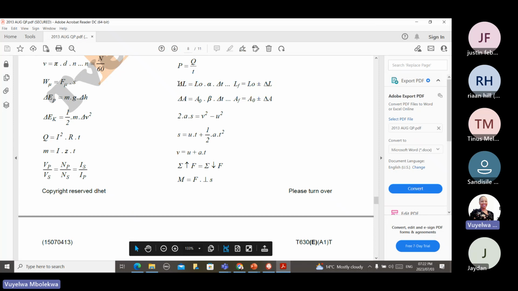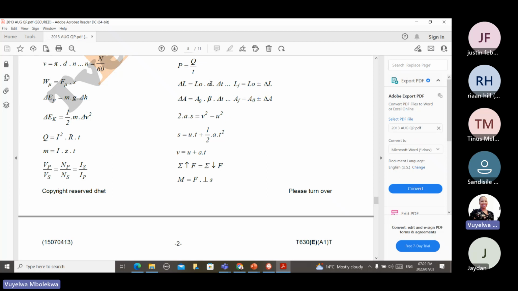So we worked with these equations. These equations are for linear expansion. Then the ones below are for area expansion. As you can see, they are similar. The only difference is that change in length becomes change in area. Original length becomes original area. The coefficient of linear expansion becomes the coefficient of area expansion.